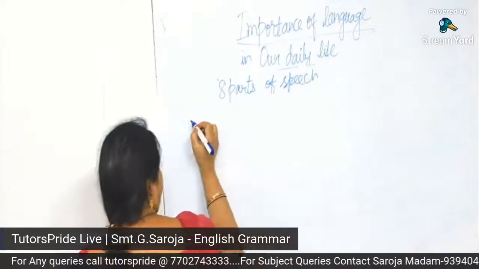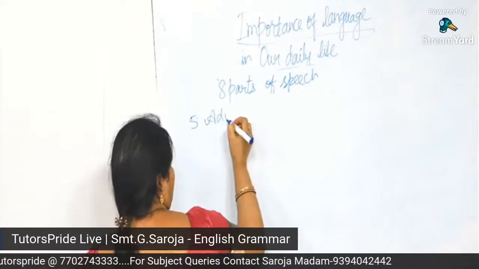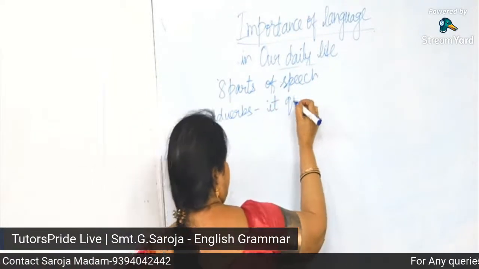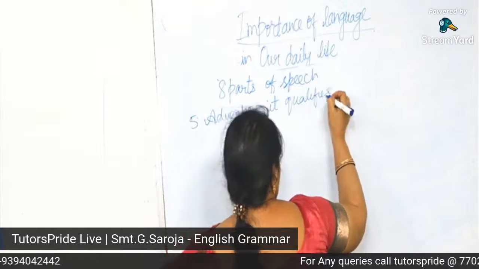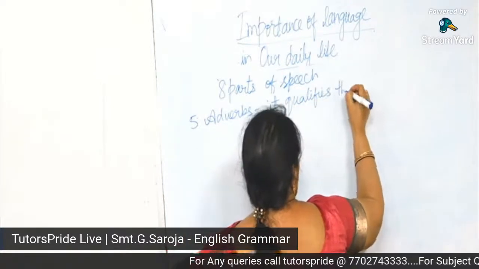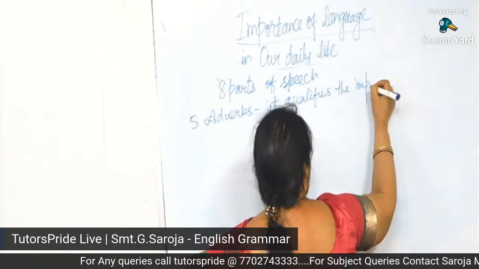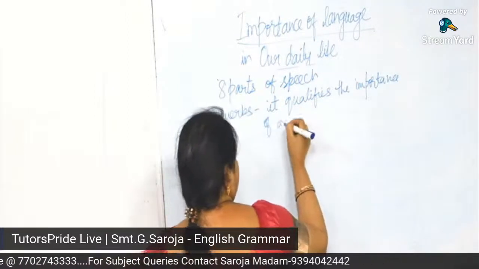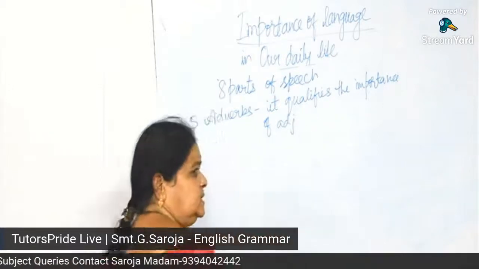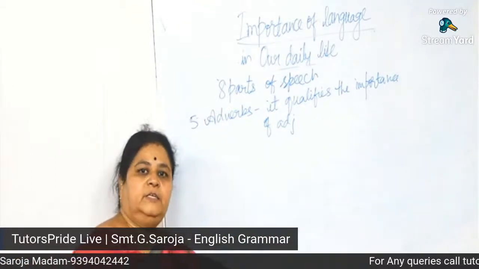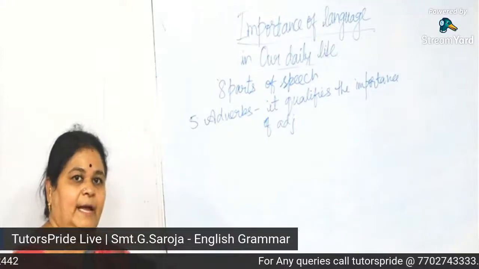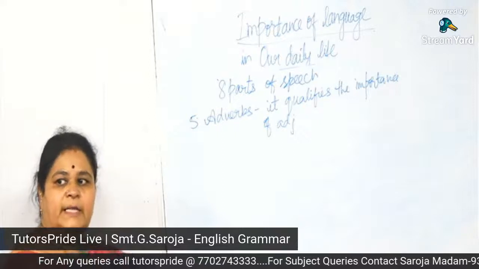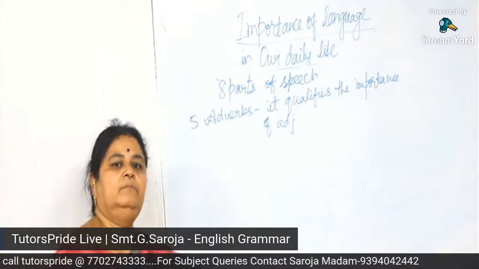Now the fifth one is adverbs. Adverb qualifies adjectives. It qualifies the importance of adjective. And we have to remember, adverb words are formed by adding ly only to certain words, not for all. Only in the lower classes we learn mostly ly words.